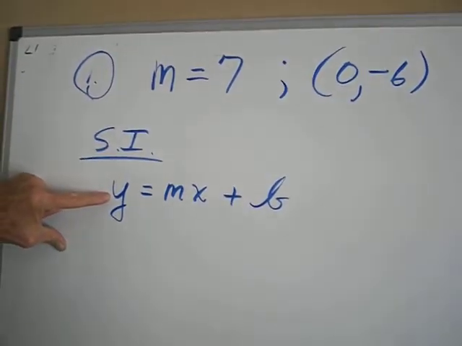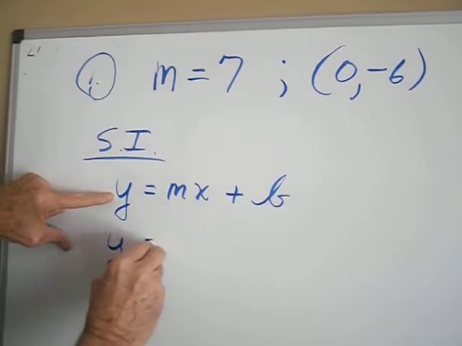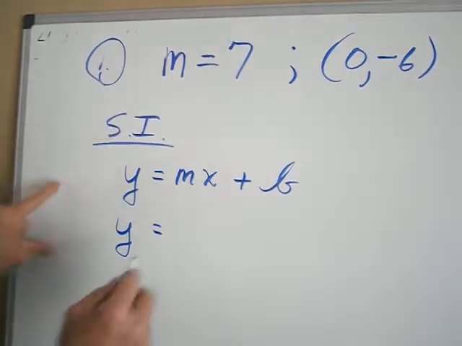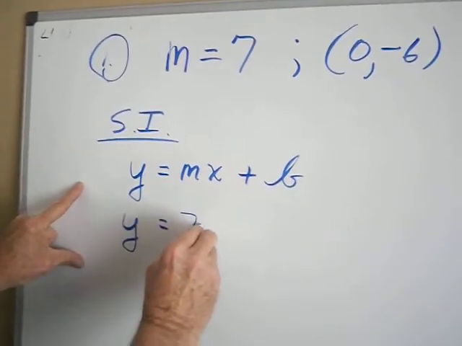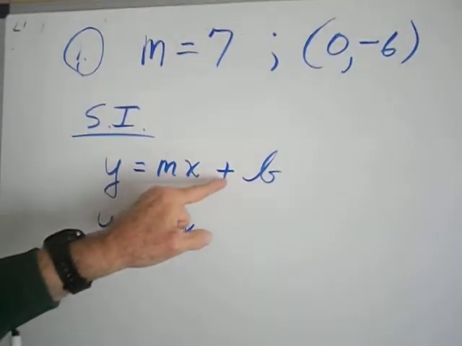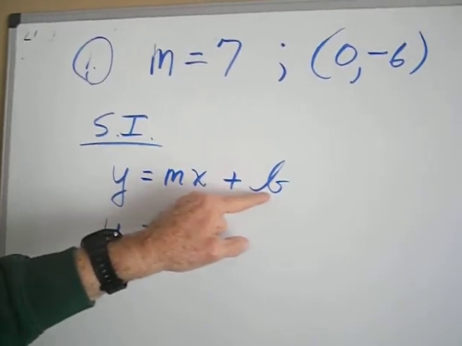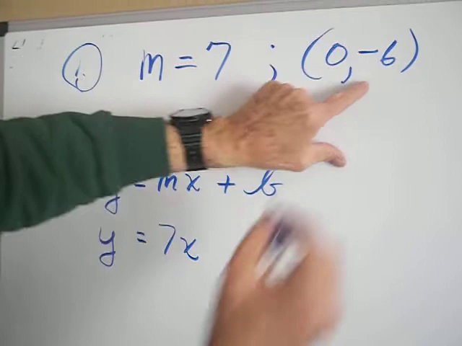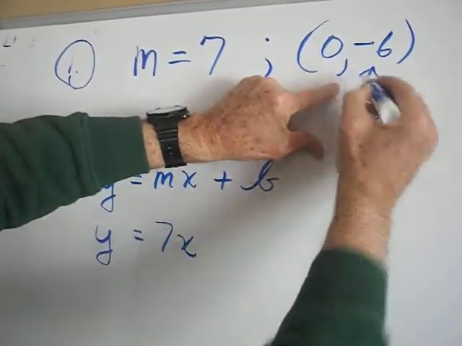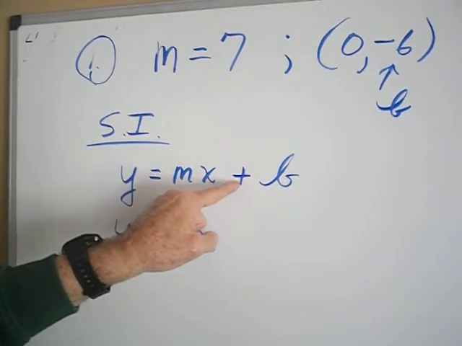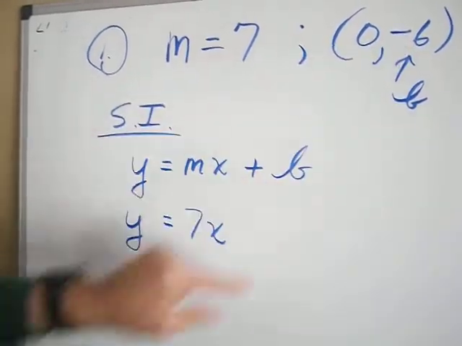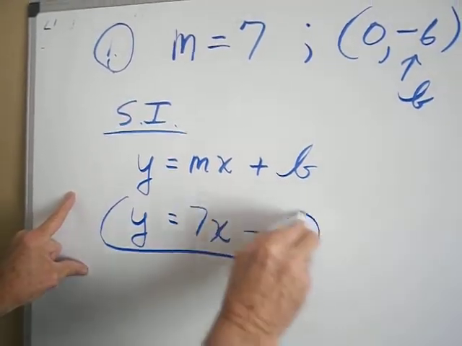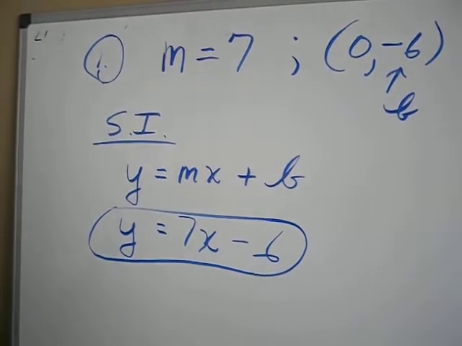You bring down the y, it stays. You bring down the equal. In place of m, we put our slope, 7. Bring down the x right next to it. And then we identify our b, which is our y-intercept. This is our y-intercept, and that -6, that's your b. So you don't have to bring down a plus sign. You can just bring down the -6. There's our equation in slope-intercept form.